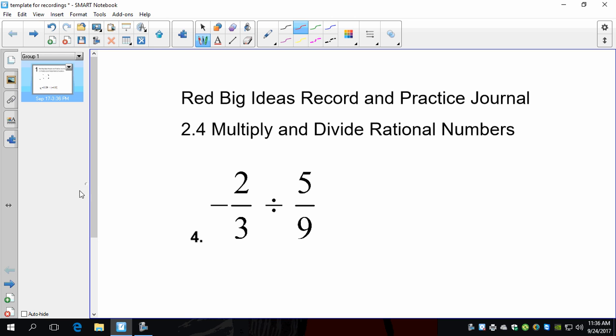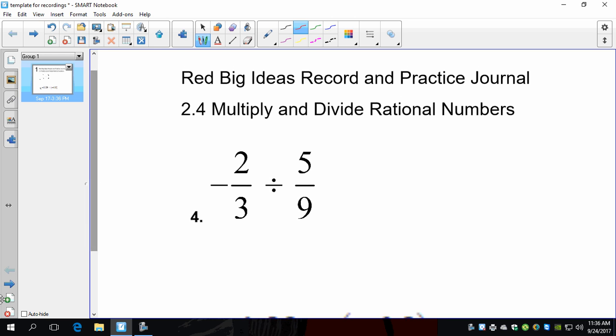For number 4, it makes us review dividing fractions. Technically, we know if the signs are different, our answer is going to be negative, so we're dealing with a negative answer. Our rule for dividing fractions is to simply multiply and then flip the second fraction.